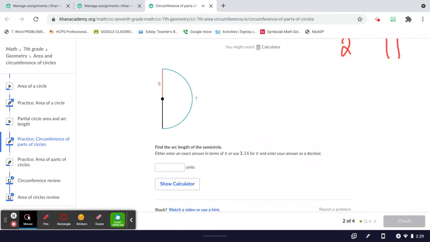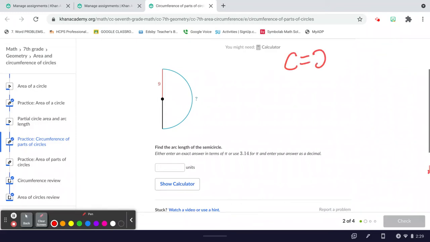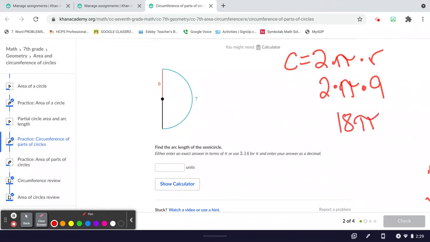Let's clear this. I thought I was clearing my screen. Again, I use my same formula. C is equal to 2 times pi times r. My radius is 9, so I have 2 times pi times 9. I know that 2 times 9 is 18, and I bring my pi back down.